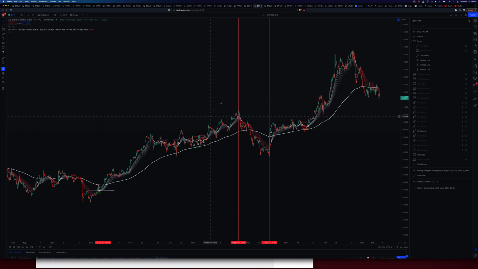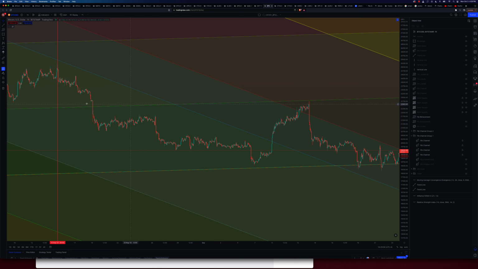Switching to BTC, we can see that Bitcoin started to dump at about the same time, 15 August at midnight. So as you can see, while the dollar pushes up, Bitcoin comes down, and the correlation is almost instant.